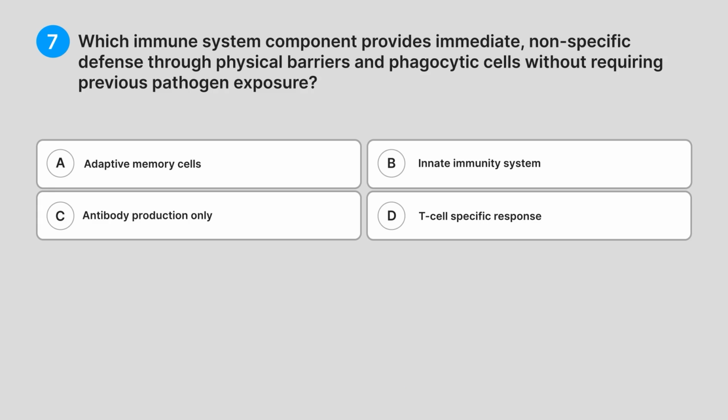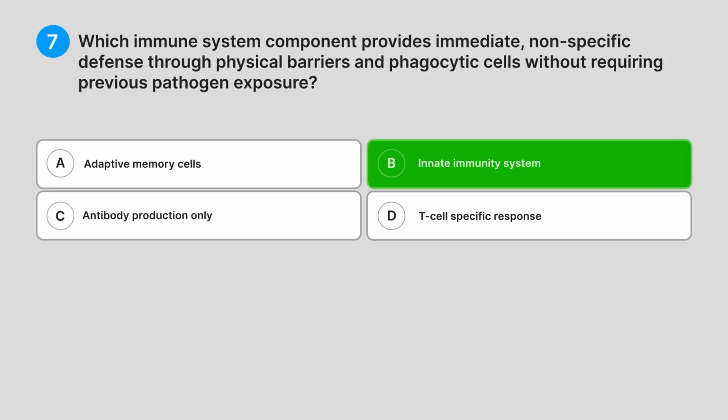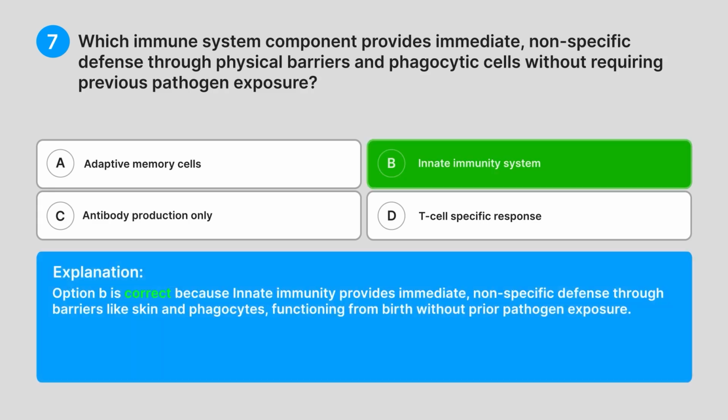Correct answer, B. Innate immunity system. Explanation. Option B is correct because innate immunity provides immediate, non-specific defense through barriers like skin and phagocytes, functioning from birth without prior pathogen exposure.